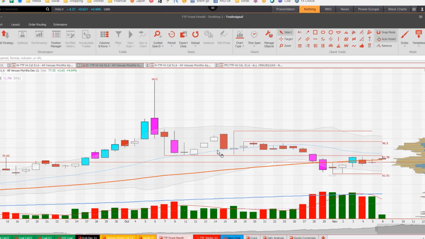Okay, so that's what I think it's going to do. It's going to steady up and into resistance, which is centered on 90, and that will probably be sufficient to stop it going further.